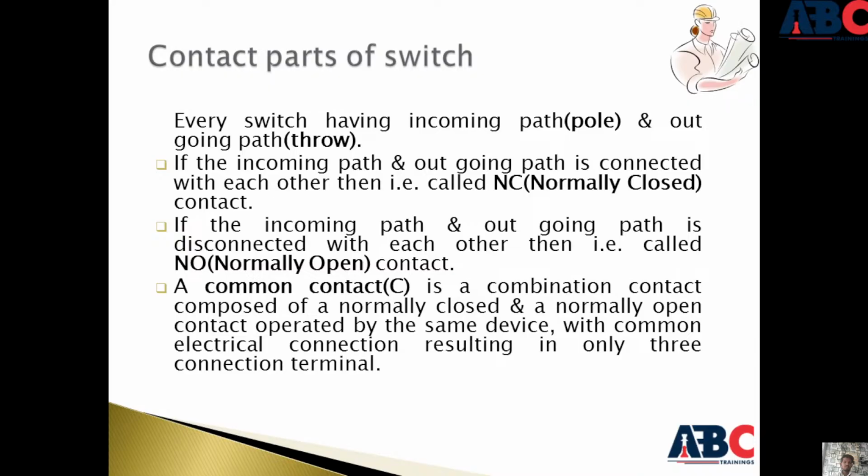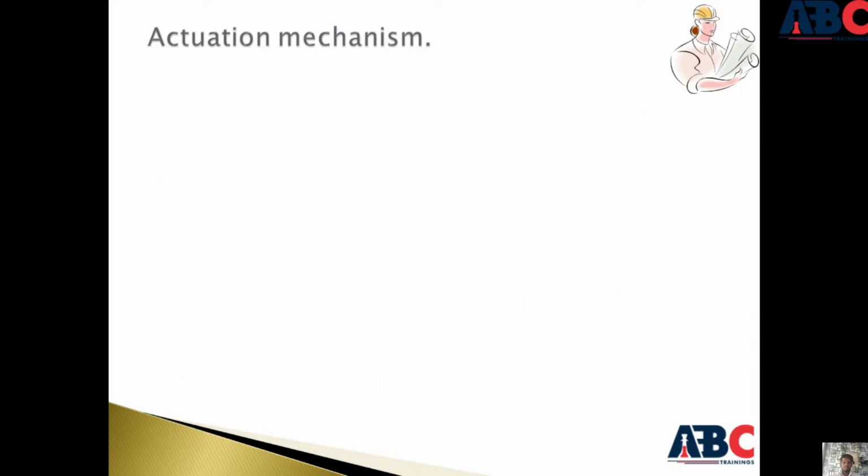If the incoming path and outgoing path are connected with each other, that is called NC, normally closed contact. If the incoming path and outgoing path are disconnected from each other, that is called normally open contact. The common contact is a combination contact composed of a normally closed and a normally open contact operated by the same device with a common electrical connection, resulting in only three connection terminals.